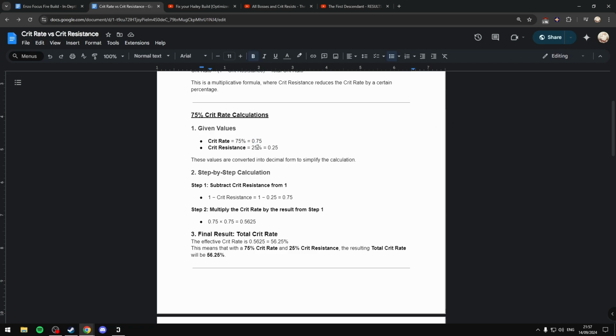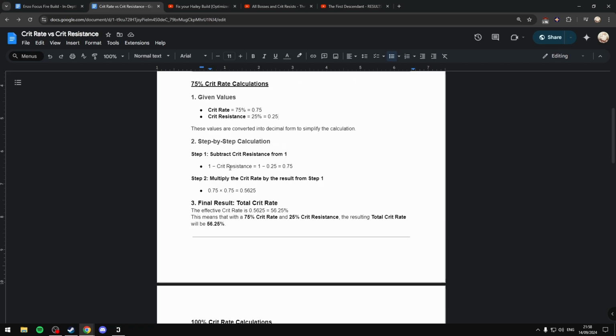And then the crit resistance, for this example we're using 25%. Each boss has a different crit resistance, so you want to change this number depending on what crit resistance each boss has. But for this example we use 25, so we get 0.25. Then we do 1 minus crit resistance, and our crit resistance is 0.25, so we get 0.75. And then we simply multiply our crit rate, which is here, 0.75 times 0.75, and this gives us 0.5625. This means that with 75% crit rate and a 25% crit resistance, the total crit rate that we can do against this boss is 56.25.